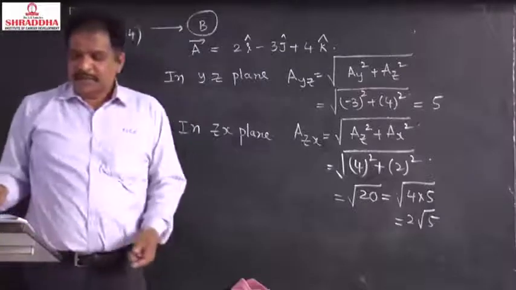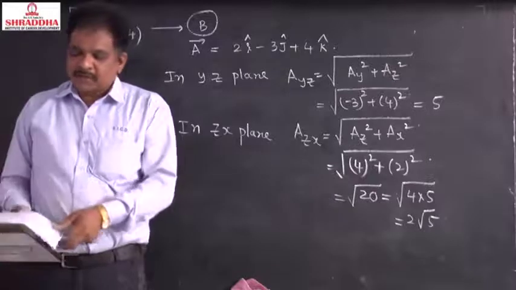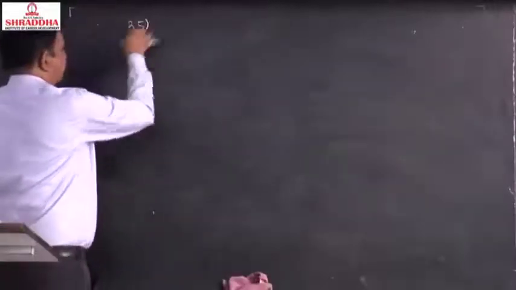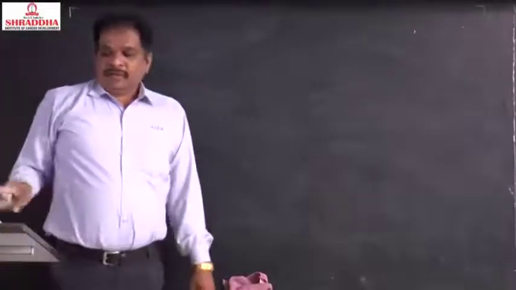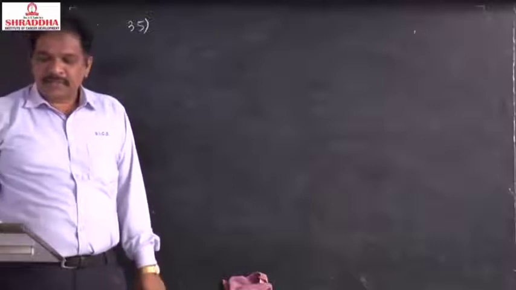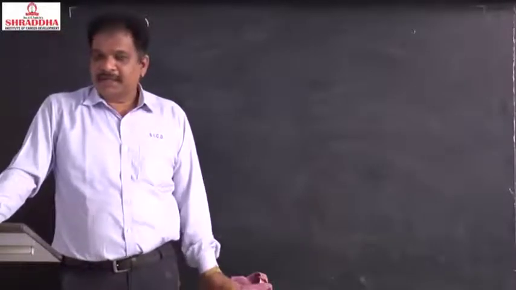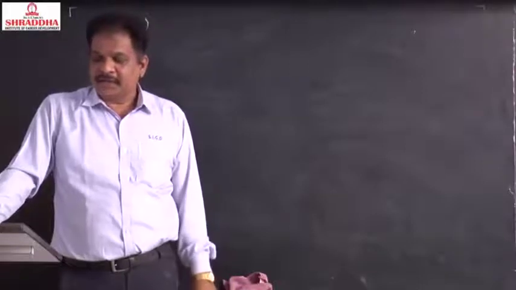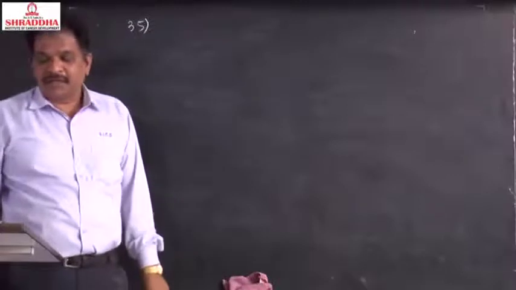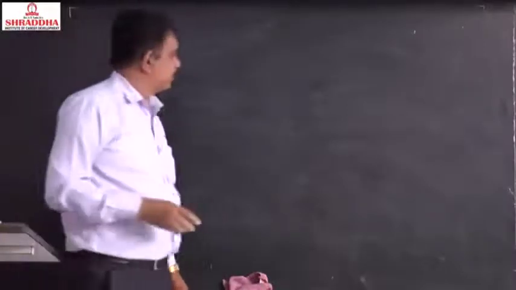34 done. Next, 35. You see, what are they asking? 35. A car weighing 100 kg is on a slope that makes an angle of 30 degrees with the horizontal. The component of the car's weight parallel to the slope is how much?